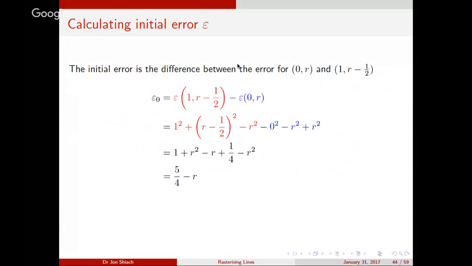Everything good, apart from 5 over 4 is not an integer. It's ruined it. We had a nice method set up. Our change in errors were all integers. Along comes the initial error and ruins the party for everyone. So that's ruined it. 5 over 4 is not an integer. Fortunately, it's a dead easy fix.